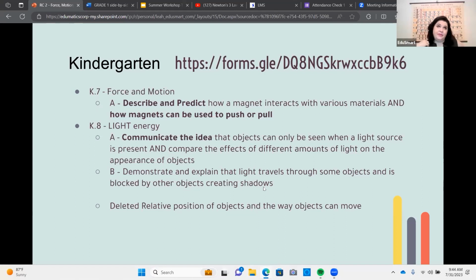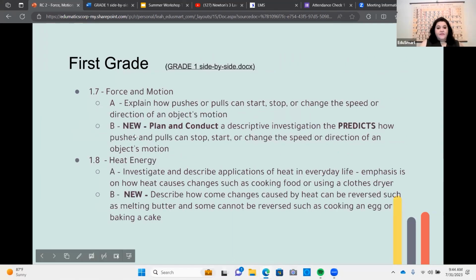In the other standards, like reporting category 1 and 3, they don't mention shadows again until grade 4. So this is a big one for kindergartners. But again, we're no longer talking about the relative position of objects and the way that objects can move. We're only talking about pushes and pulls. In first grade, for force and motion, it's again talking about how pushes and pulls can start, stop, or change the speed or direction of an object's motion.